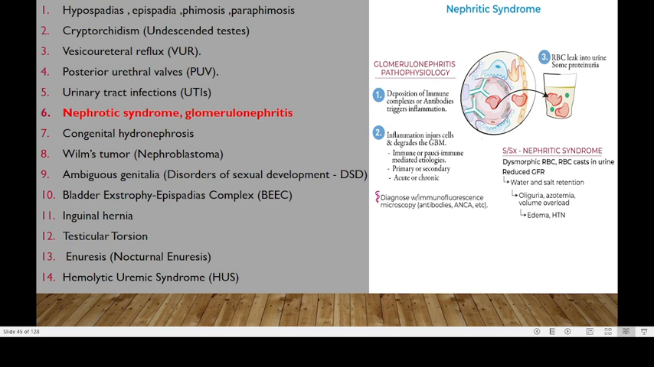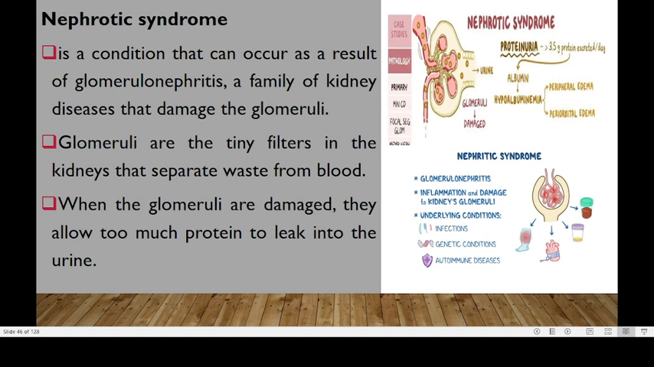Next, we move now to another one. And this one, we are looking at nephrotic diseases. So we have nephrotic syndrome and glomerulonephritis. So first, we start with nephrotic syndrome.